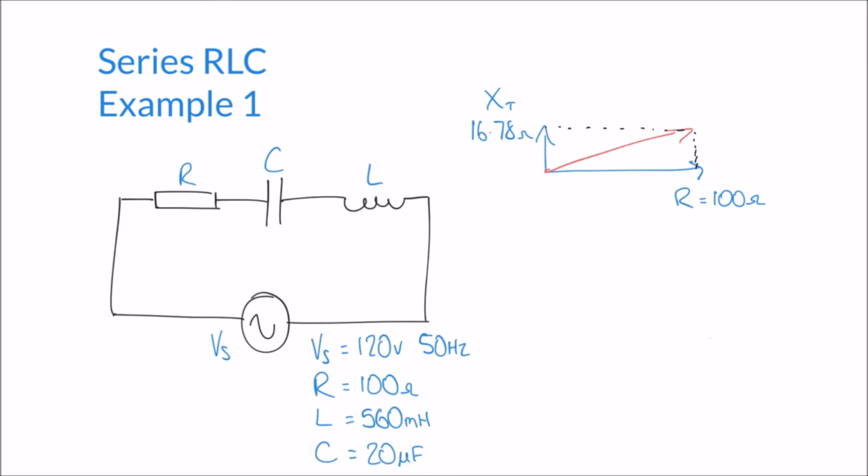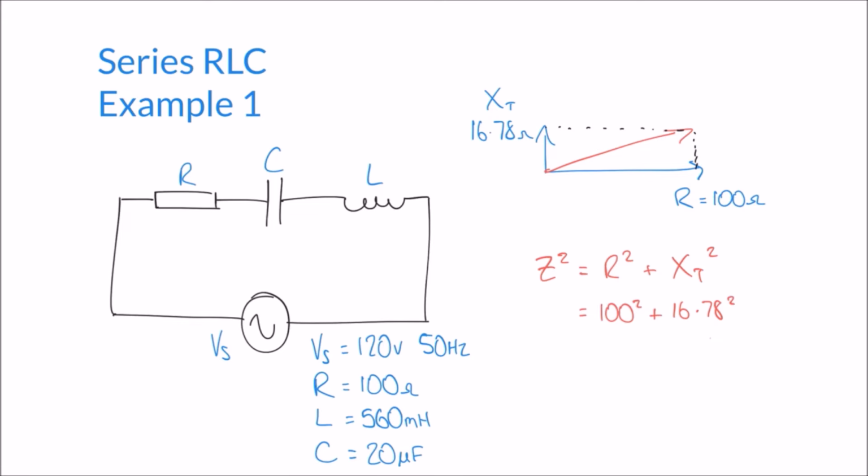So calculating the length of our diagonal, our hypotenuse, is actually going to give us the impedance of our circuit. And as a result, we can use Pythagoras' theorem. We can say that Z squared, the hypotenuse, is equal to R squared plus XT, the total reactance squared. And so substituting some values in here, R is 100 ohms, so 100 squared, plus our total reactance squared, we said was 16.78 squared.